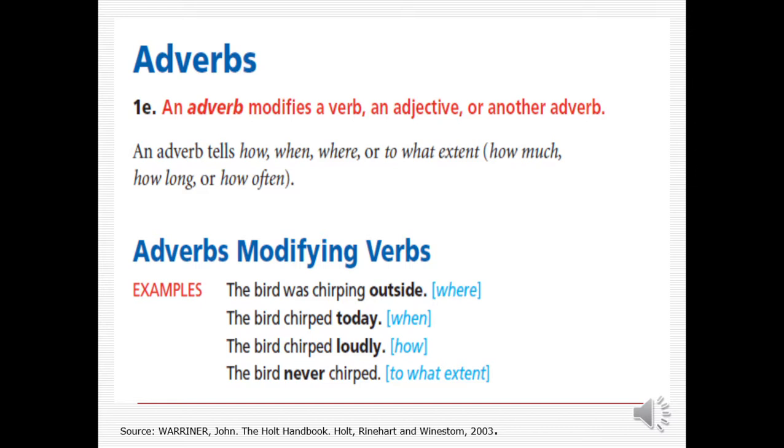The bird was chirping outside, which tells us where. The bird chirped today. When? The bird chirped loudly. How? The bird never chirped. To what extent? It is very common for adverbs to answer questions such as how, when, where, or to what extent. For example, how much, how long, or how often.